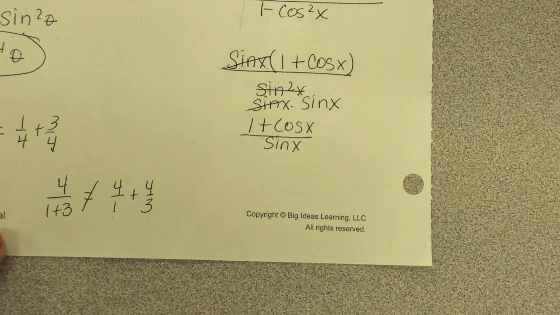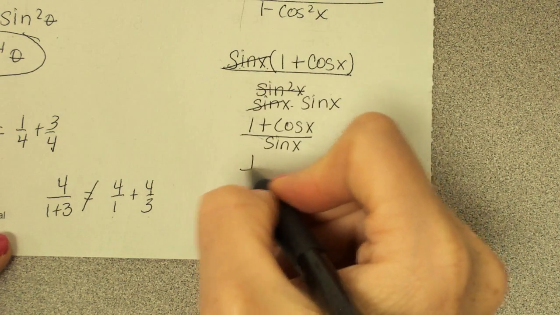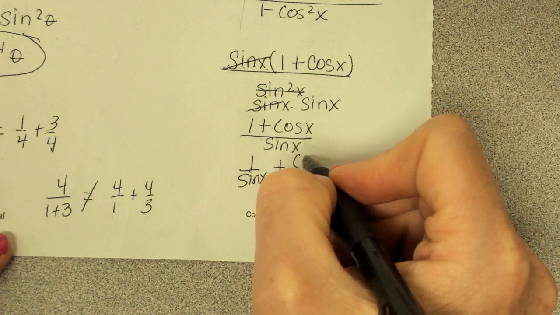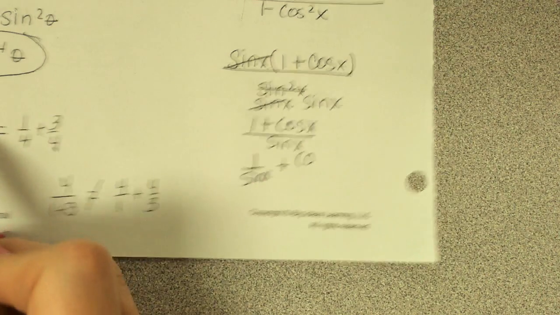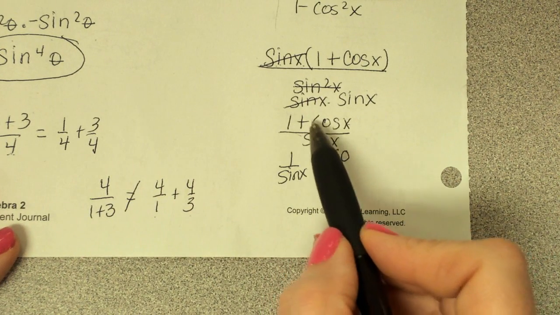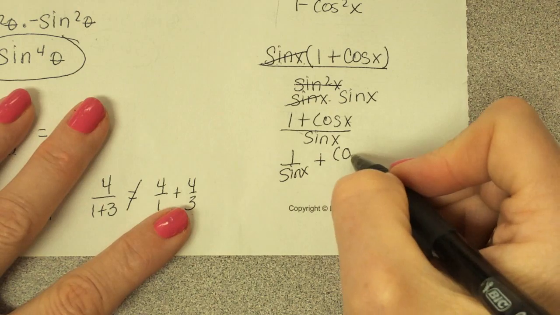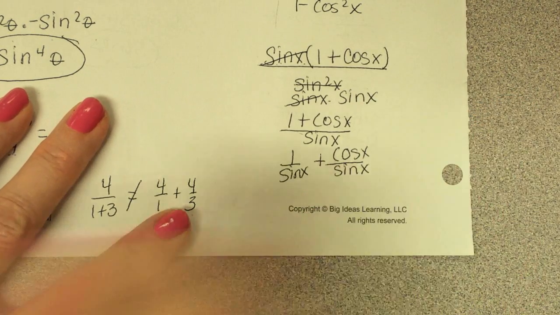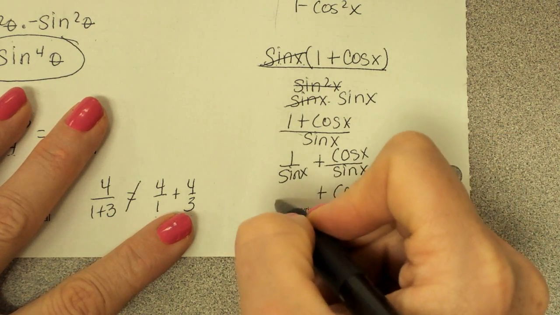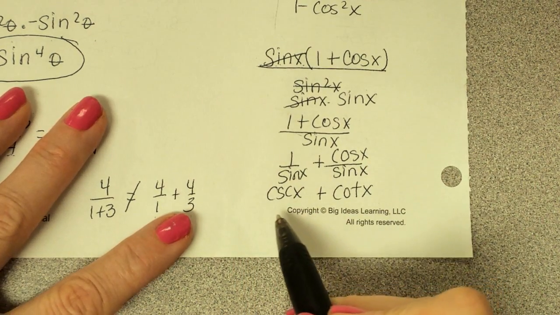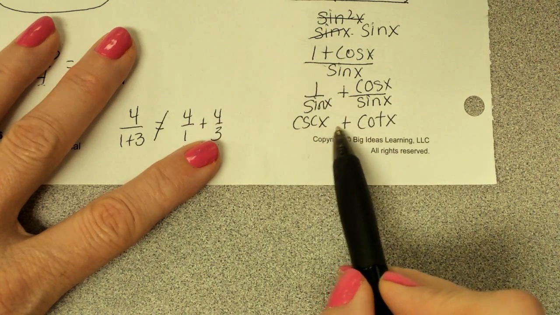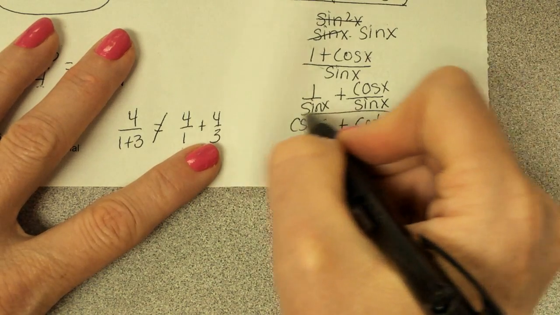What's it? 1 over sine x is cosecant. You're right. And then because both of these, remember what I showed you here, 1 plus 3 over 4 is 1 over 4 plus 3 over 4. So this is 1 over sine x plus what? Very good. So now this, good, right. So this is cotangent, and this is cosecant. See how we got it finally? We got it to match up. That's what we're trying to get, cosecant x plus cotangent x. And that's what we have, cosecant x plus cotangent x. Once we get that, we are finished.